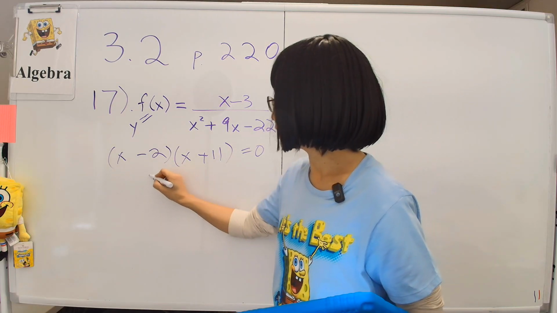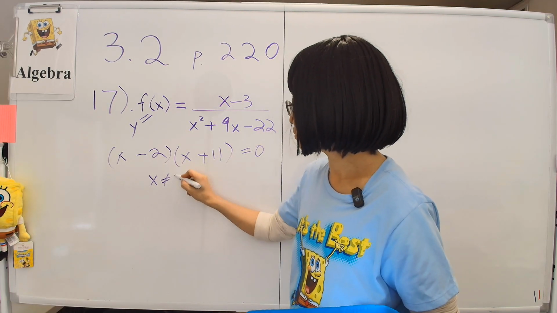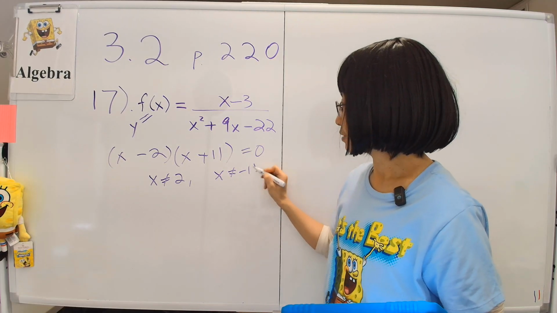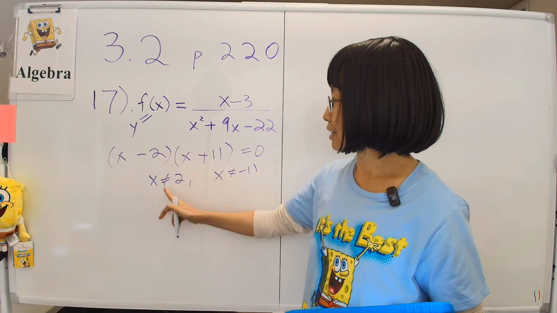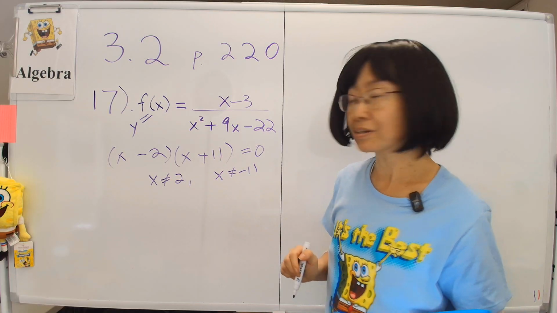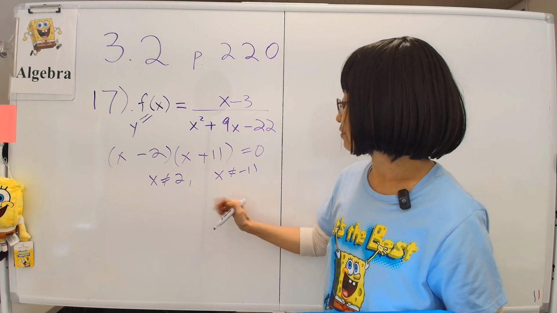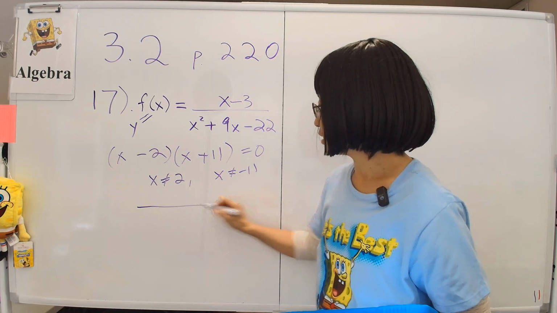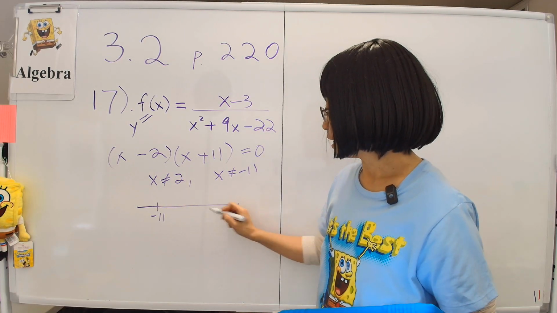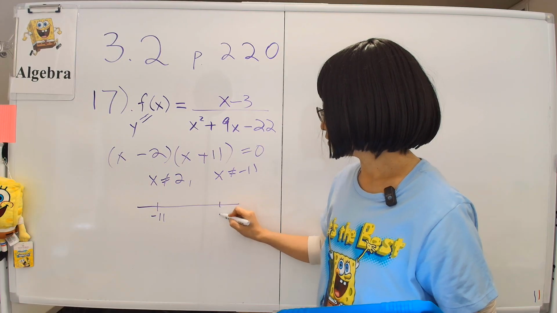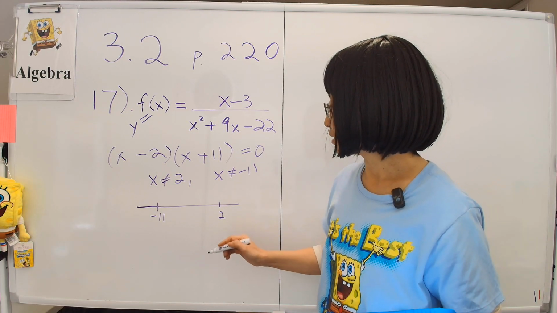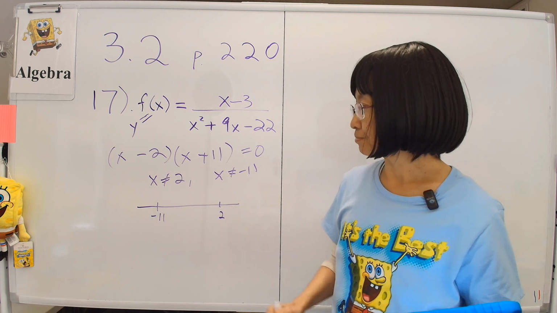So the domain is any time when x cannot be 2 and x cannot be negative 11, because x equal to 2 and x equal to negative 11 will make this thing 0. So if that is the case, we have to remember that negative 11 is not acceptable, and 2 over here is not acceptable, but everything else is okay. So this can be the solution.